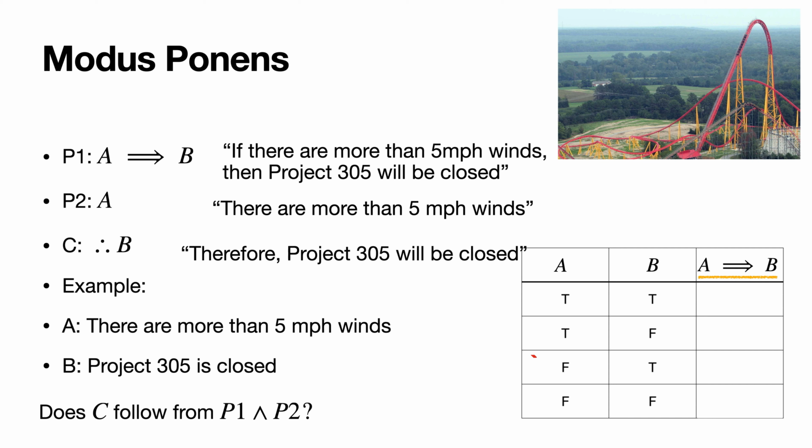So A implies B is true when the antecedent, meaning A, is false. This is the sort of vacuously true case. So I'm going to put T with a star in it. Once again, this isn't some special version of true. It's just kind of the uninteresting case.